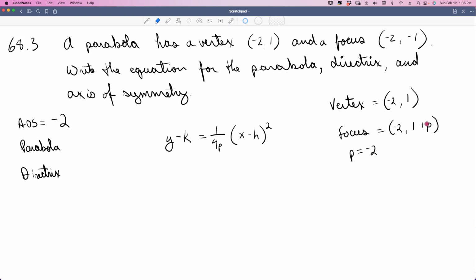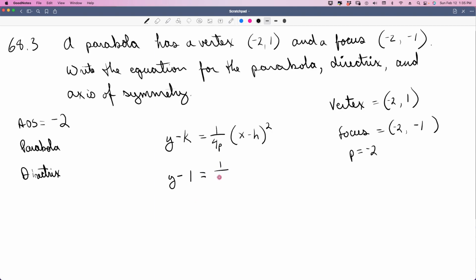So I'm going to just sub in 1 plus p. I use that just to find out what the value of p was. So now I could put my -1 as my focus. And I drew that from here and here. So let's drop in everything we have to solve. So y minus k from the vertex. So that is going to be y minus 1.